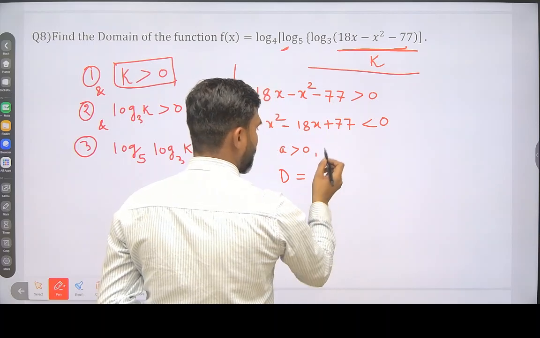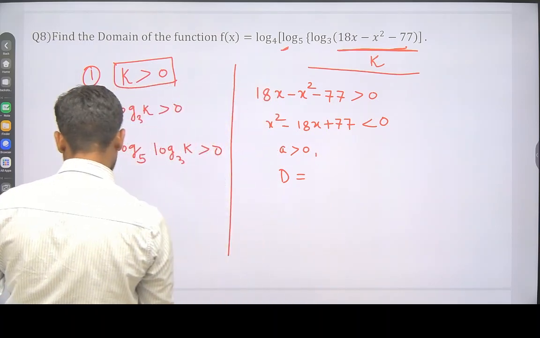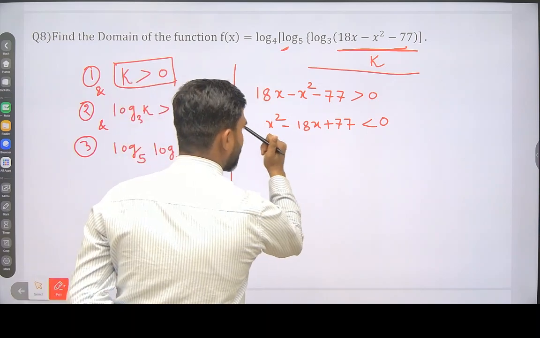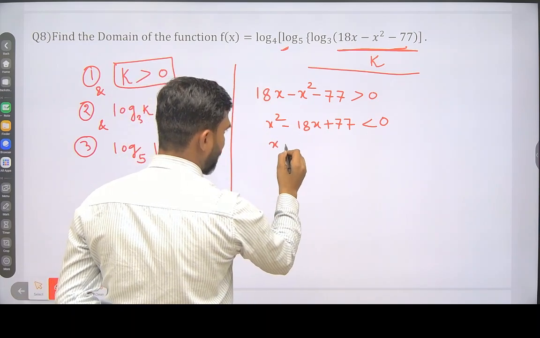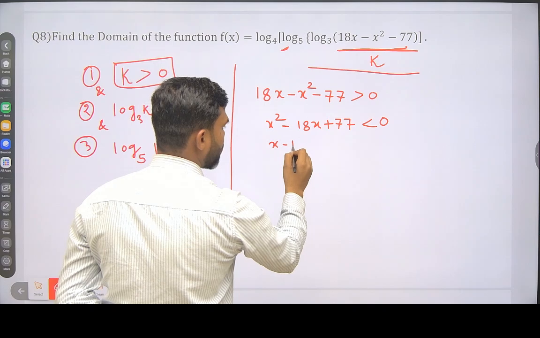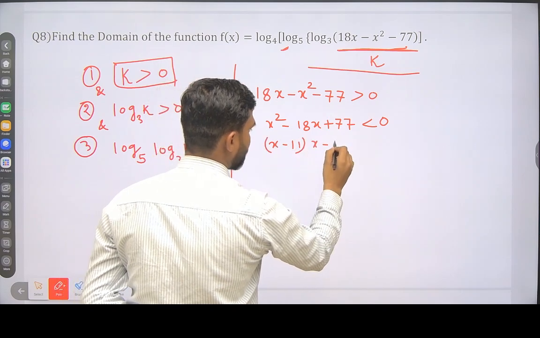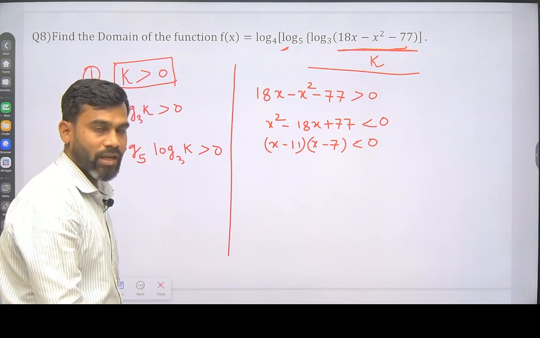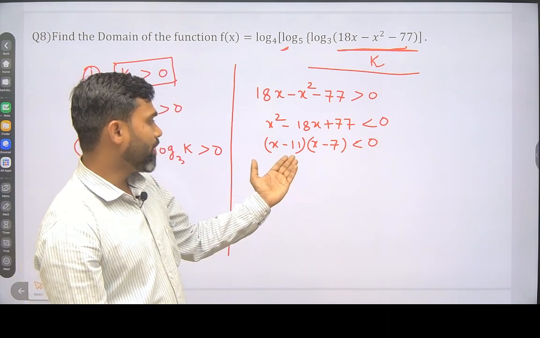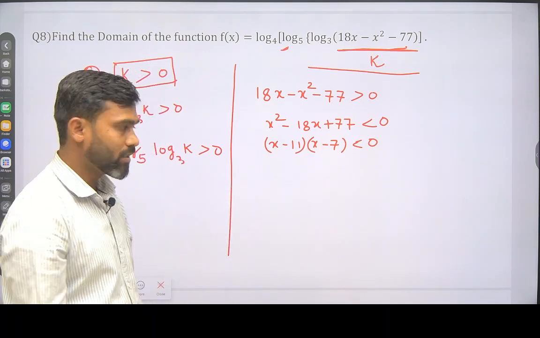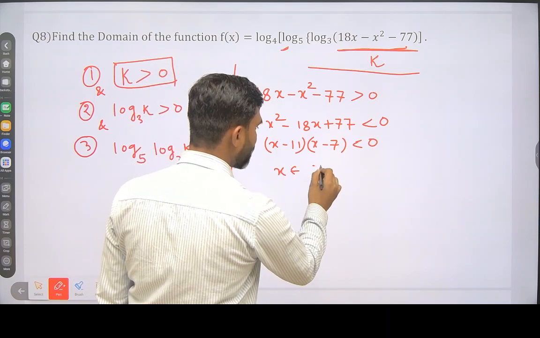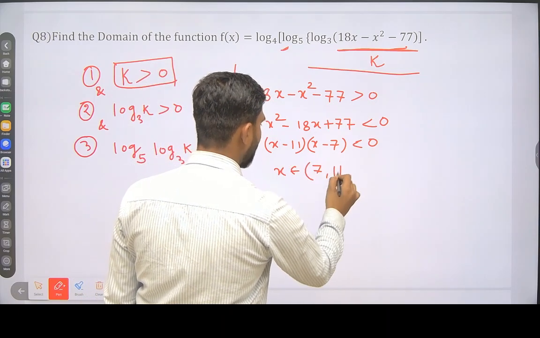See, we can factorize it, I guess. Just a second. So I can write x minus 11 into x minus 7. So D is not negative, my mistake. I thought D is negative. So x minus 11 and x minus 7 less than 0. So from here you will get x belongs to 7 to 11, right?